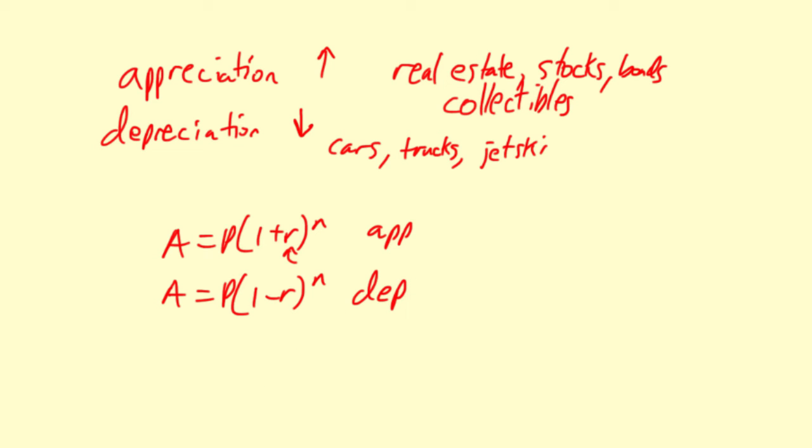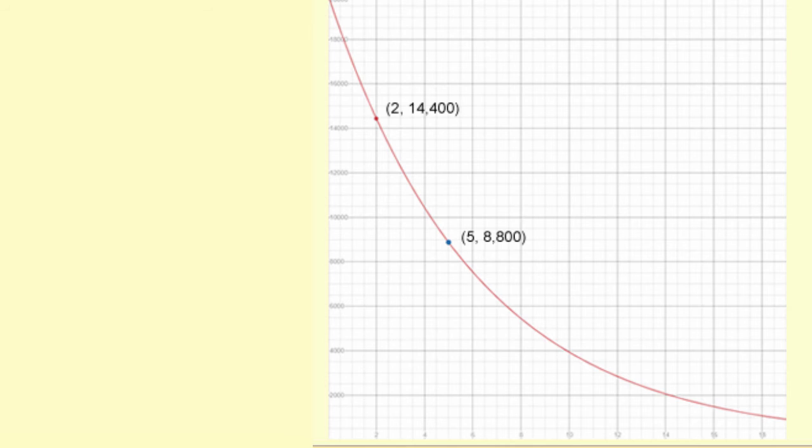So in the lesson, there's an example of a car, and here's the graph for it. The car depreciates 15% per year, so the decay factor is 0.85. And you can see what happens over time. It starts at 20,000, then after 2 years, the value is 14,400. In 5 years, it's 8,800. And the decay starts to slow over time.